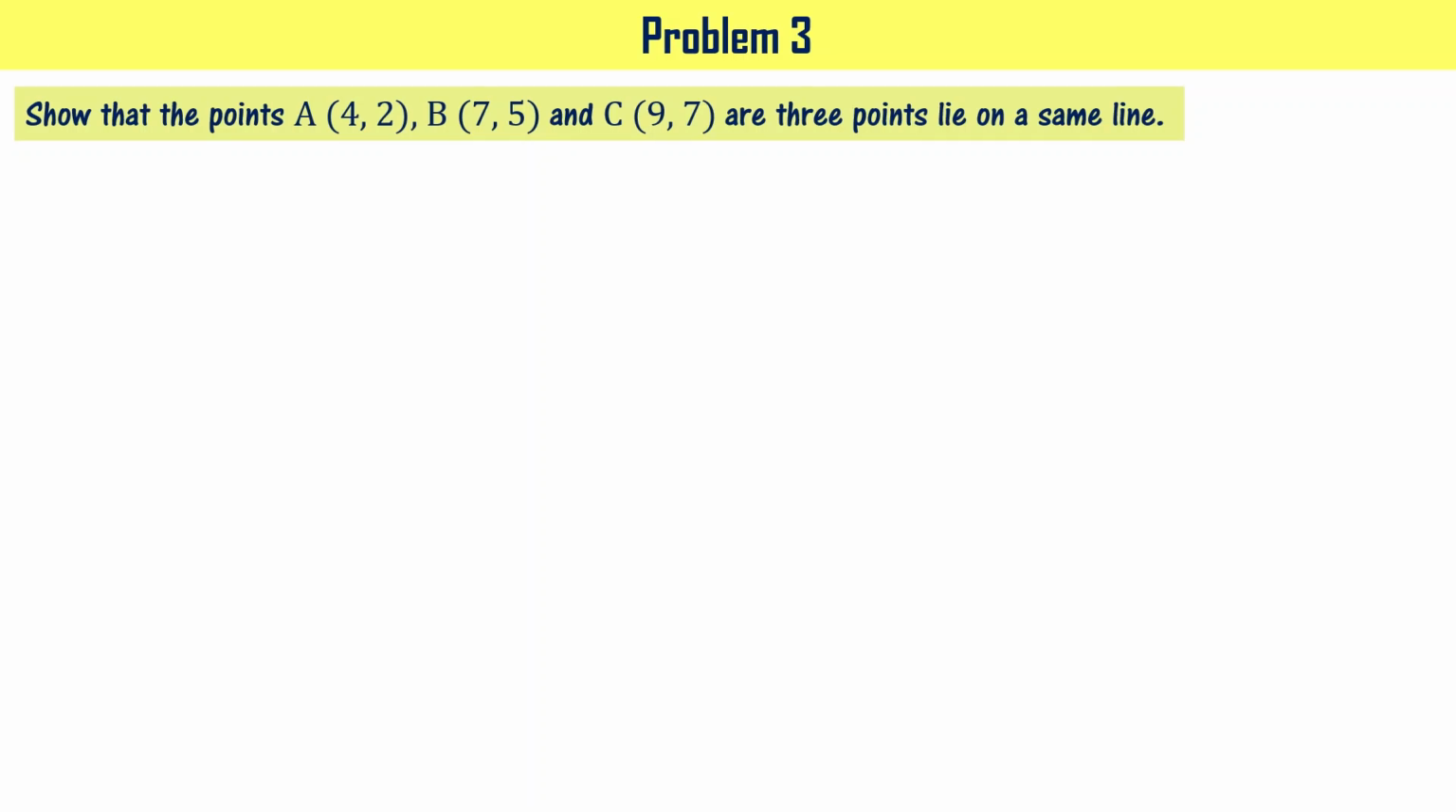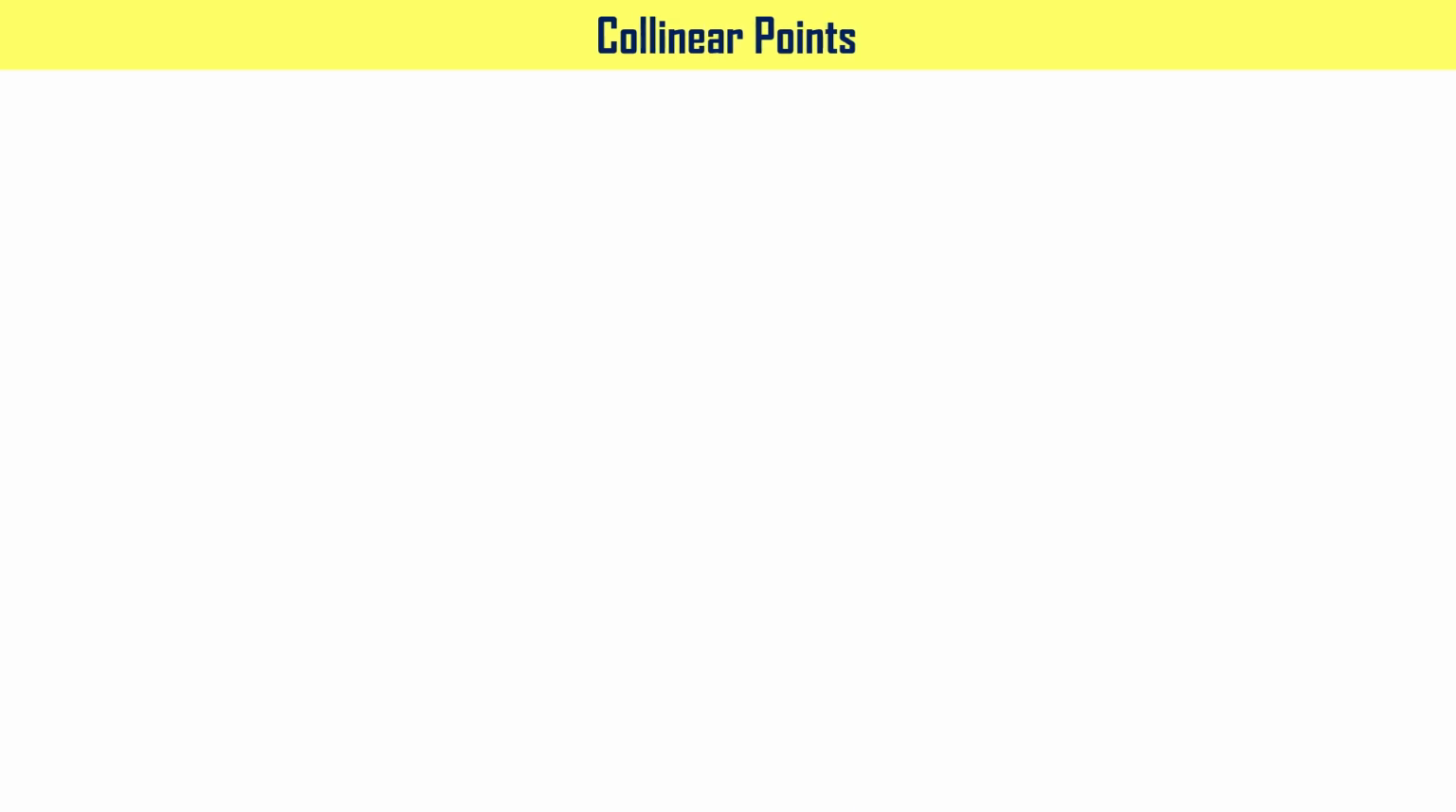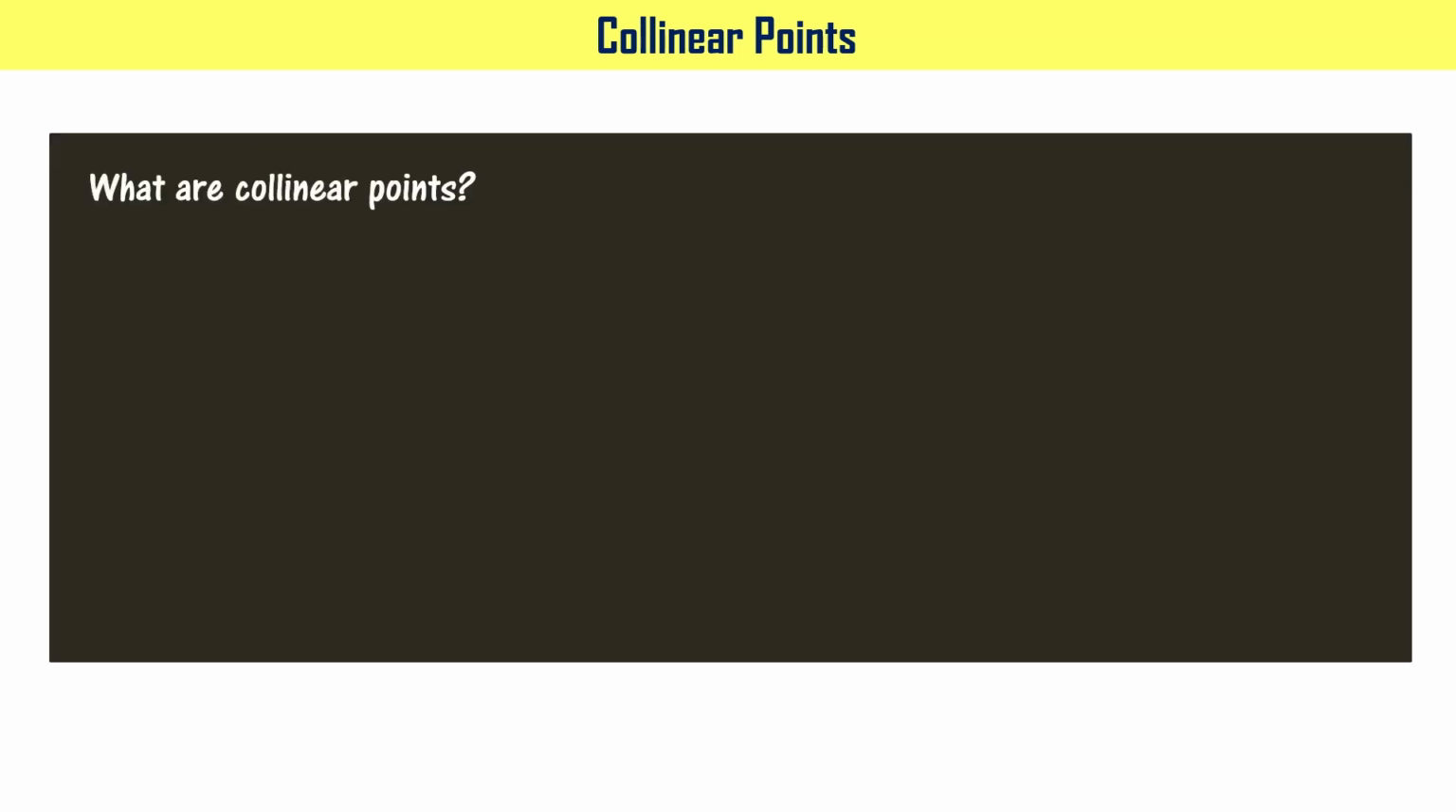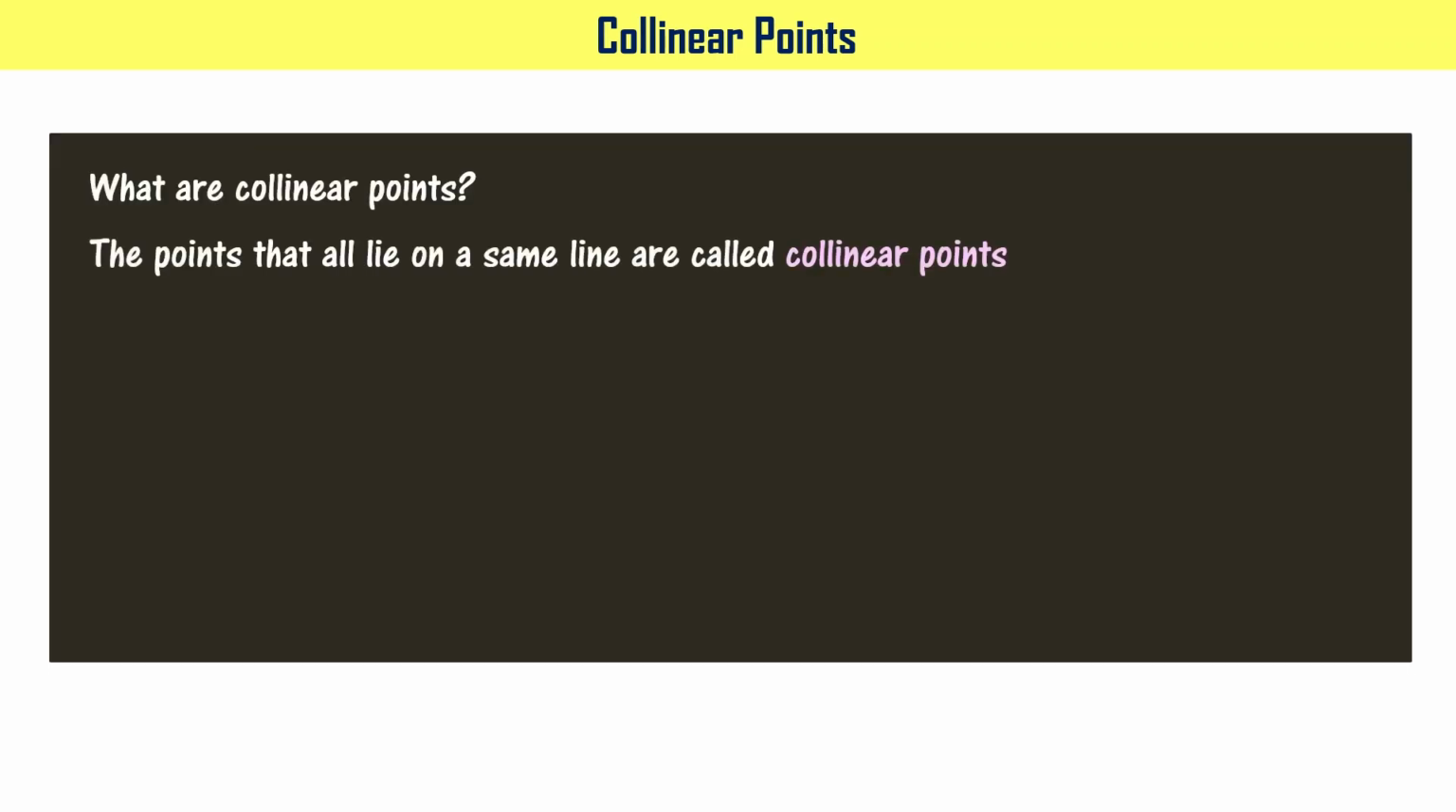Show that the points A 4 comma 2, B 7 comma 5 and C 9 comma 7 are 3 points that lie on a same line. Prior to attempting this problem, I would like you to understand some concept about collinear points. What are collinear points? The points that all lie on a same line are called collinear.